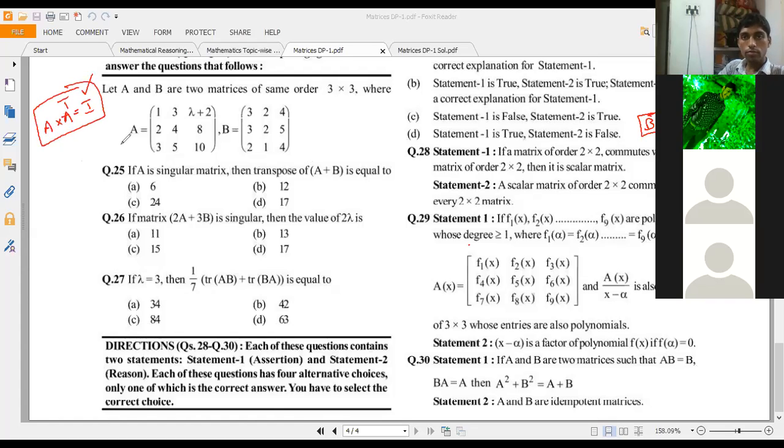Okay, sir. Can we take trigonometric matrix? Depends on what you are taking. If the trigonometric matrix is an orthogonal matrix, then again it is true. Okay. Fine.